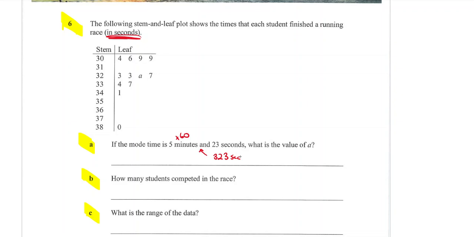Okay, so if the mode is 323, so here it is, mode 323, there's 2 of them. What is the value of A? Now, see how there's 2 9s here? At the moment, 309 and 323 both happen twice. If this one has to be the mode, I need 323 to happen a 3rd time so that it's happening the most. So this number needs to be a 3. So A is equal to 3.